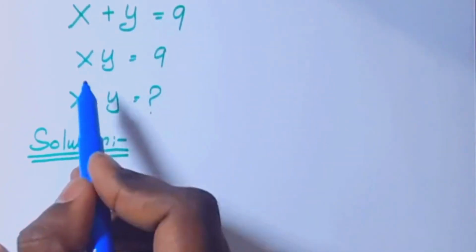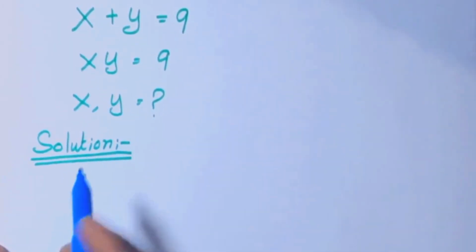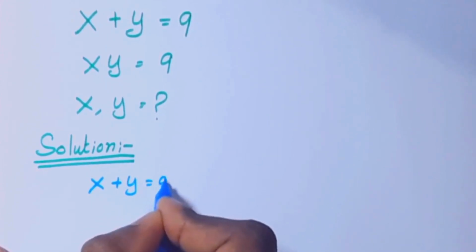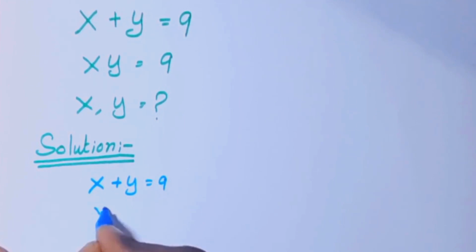Today we are going to solve this equation to find x and y. Solution: x plus y equal to 9. This is the first equation. xy equal to 9. This is the second equation.